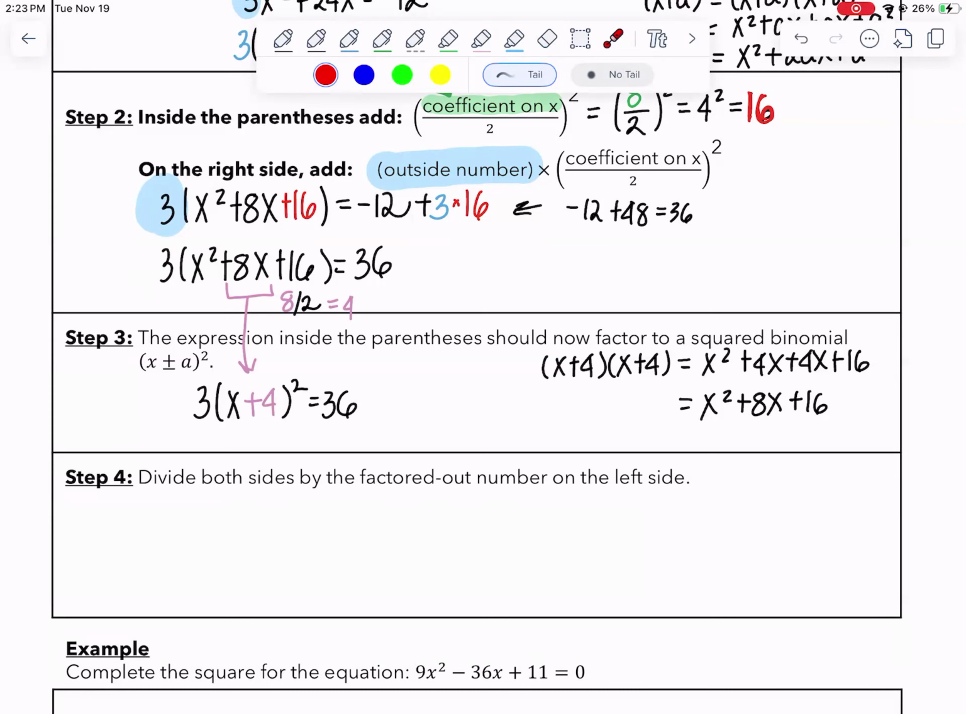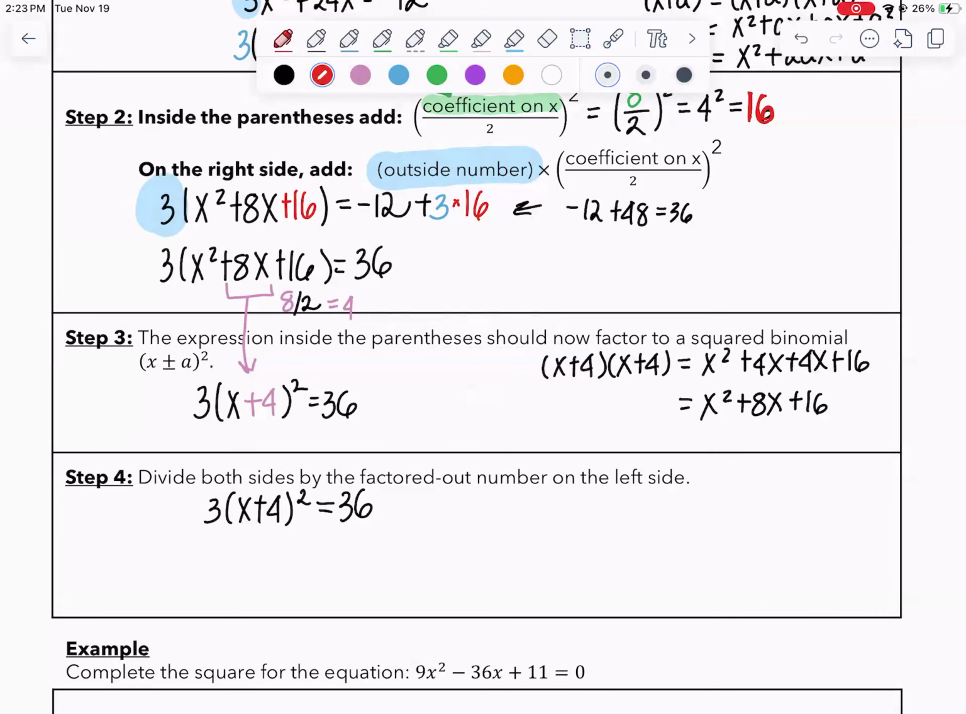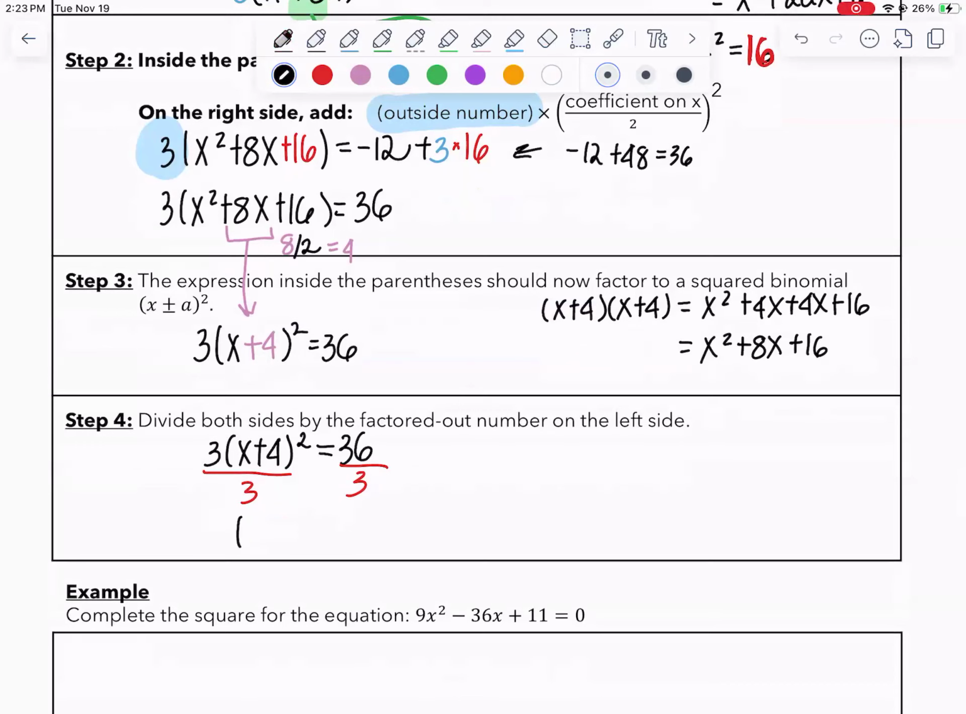Last step here is dividing both sides by the number in front of that x to get it by itself. That is not as important here for what we're going to be using this skill for, but there you go. So x plus 4 quantity squared is equal to 12. And there it is. There's your completed square.